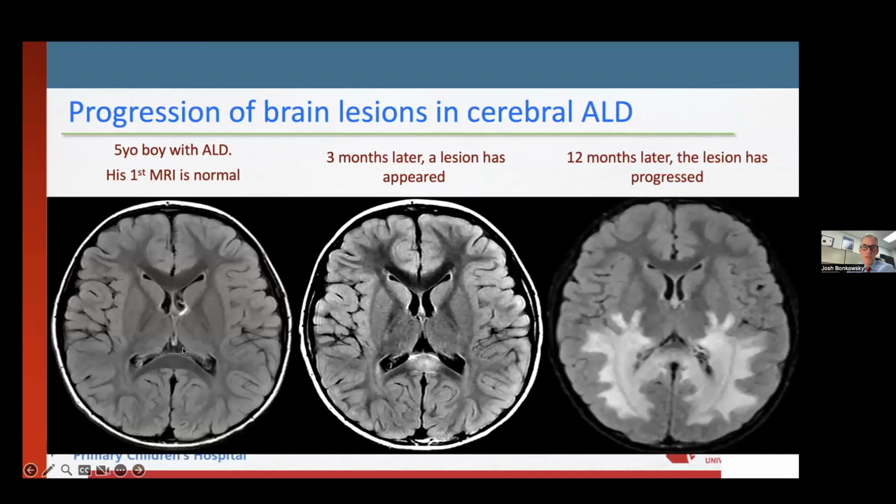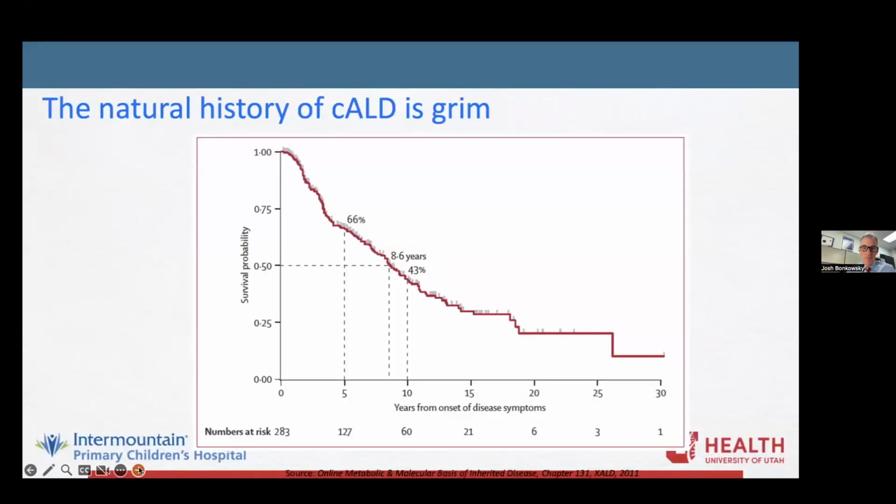And so this is an example of a boy who had a normal MRI, then 3 months later, this is a part of the brain right here where it's whitish, called the corpus callosum. These are the first signs of his cerebral ALD. And then over time, the cerebral ALD can progress and involve more and more of the brain, and then it continues to progress.